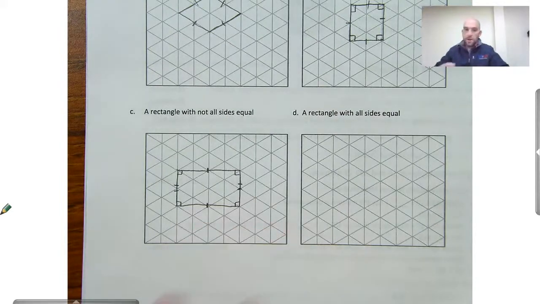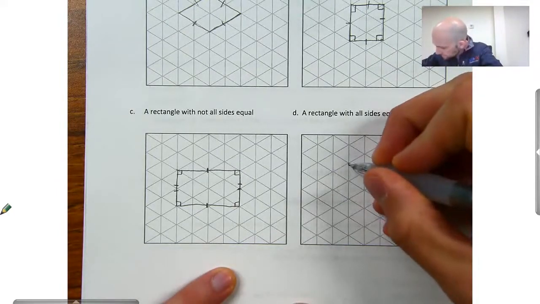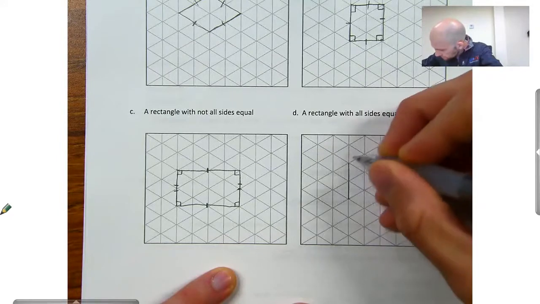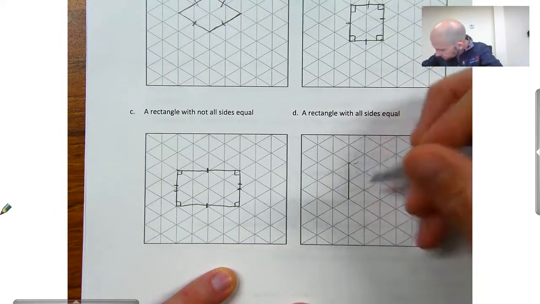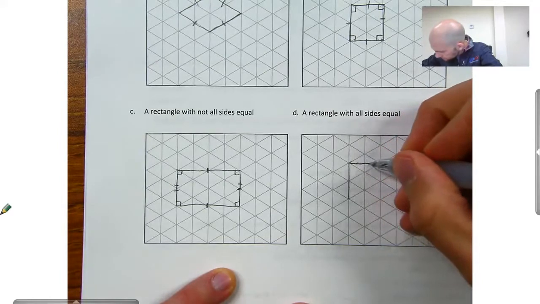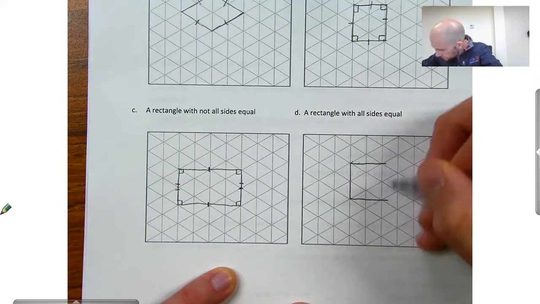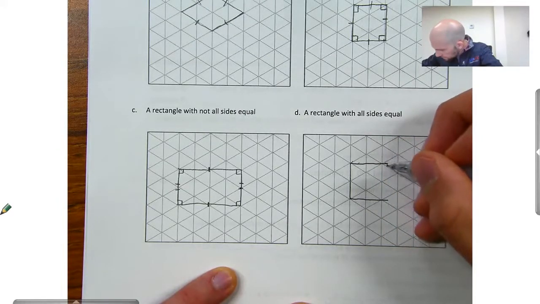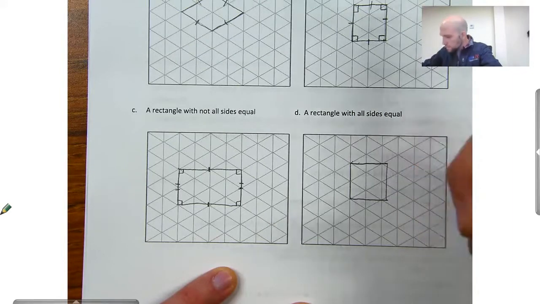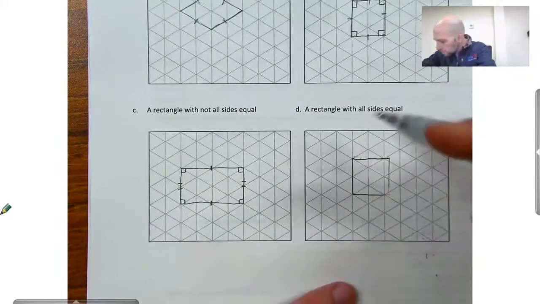So this one here had two opposite sides equal, and then the 2 other opposite sides are equal. This one that we're going to draw next is going to be a rectangle that has all 4 sides the same length. Go a little bit off the line, just like the other one did. Make sure all the sides are equal.